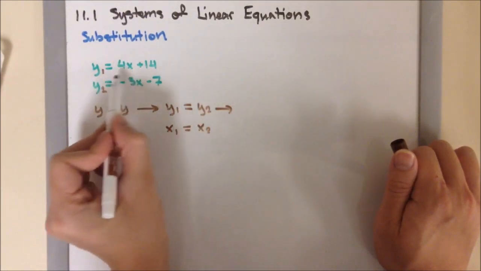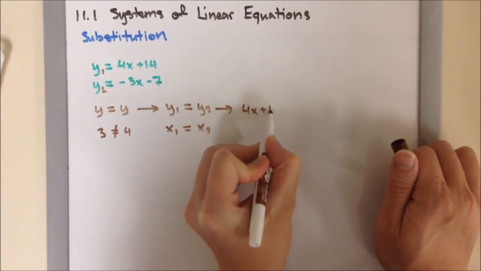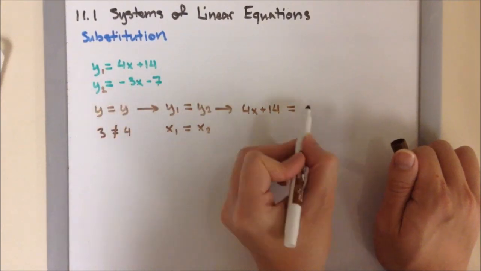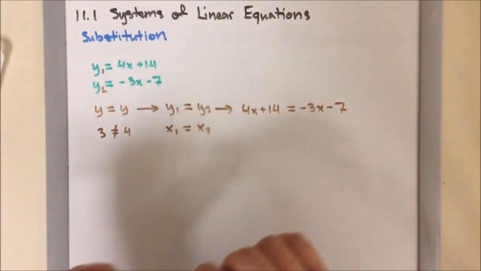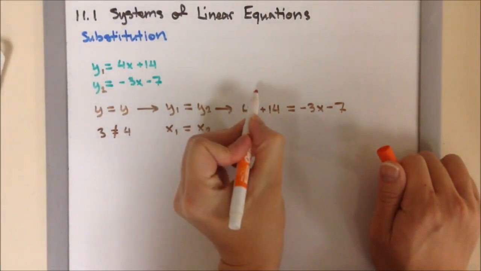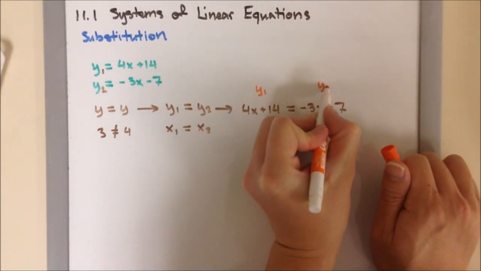Now I'm going to set the first equation, y1, 4x plus 14, equal to your second y equation, negative 3x minus 7. So again, this is my first equation, and I label it as y1. Here's my second equation, which is y2.